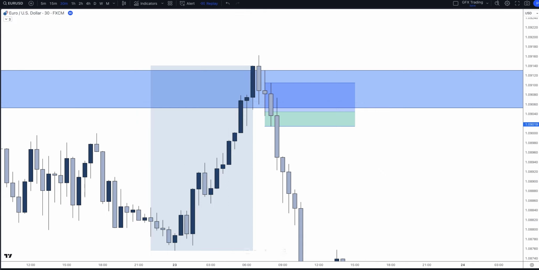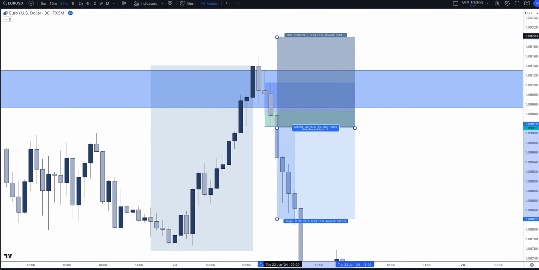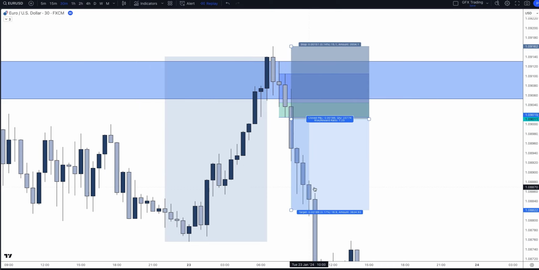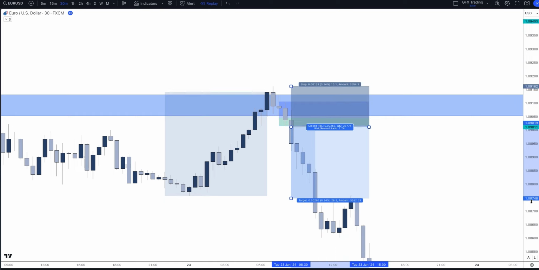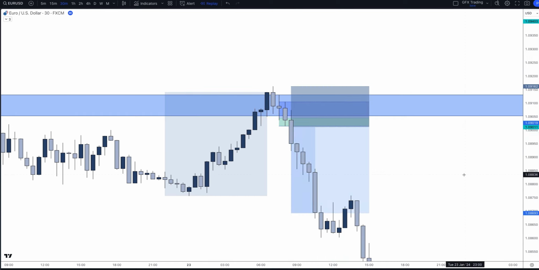Now in terms of entering, again we can follow the wicks. Following the wicks gives you more confidence that the lower lows are going to follow through. And then we're going to be looking for 2 to 1. If there's enough momentum and if there's enough sellers, then we're going to get 2 to 1. And look at that, we don't even have one upwards facing candle.